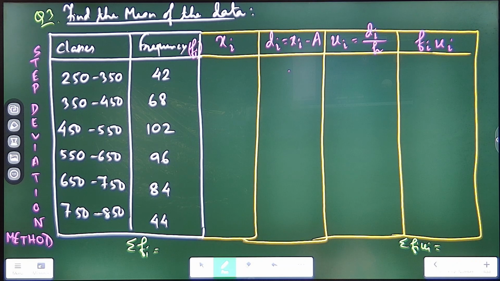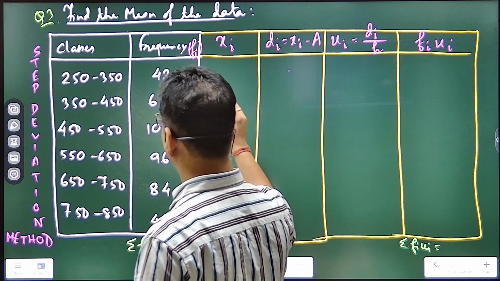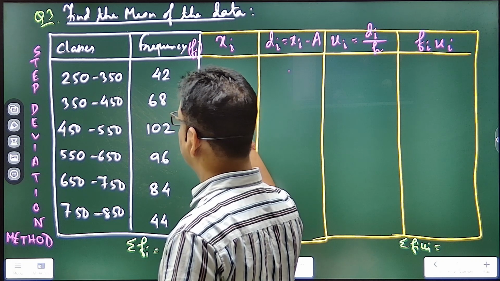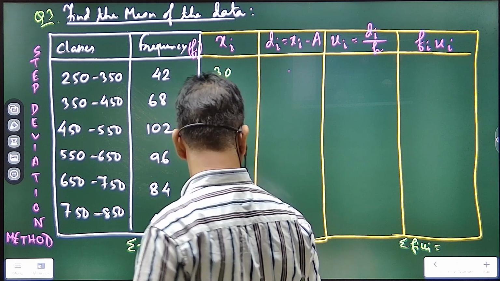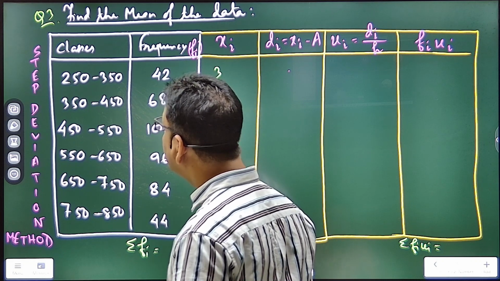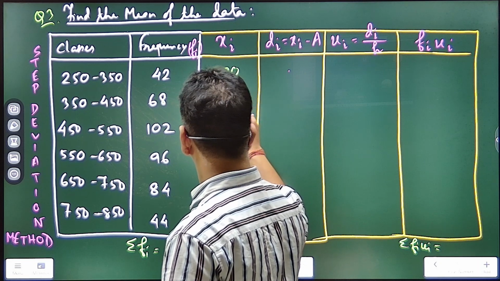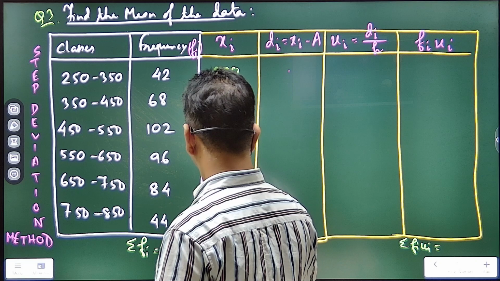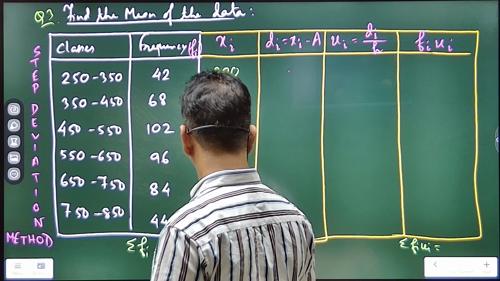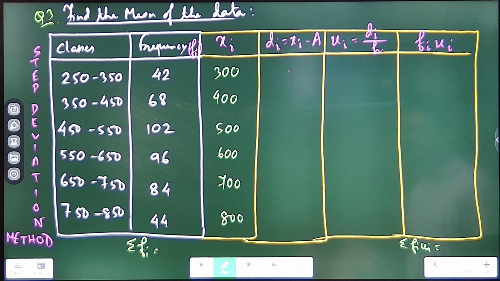You know, so xi, what is the first xi? 300. Then 400, easy only, 400. Then 500, 600, 700, and then 800. So, yes, that problem comes now.